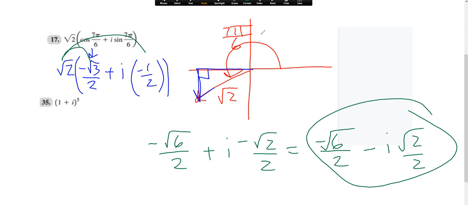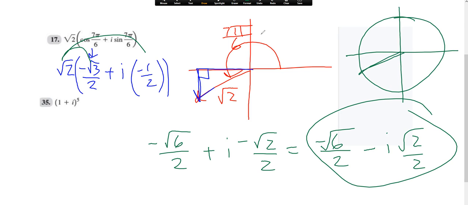Yes, it was that simple, folks. It is just as easy as taking the cosine of 7 pi over 6, which we should remember from our unit circle days, right? 7 pi over 6. It's got to be the one closest to the outside edge and halfway between 0 and the bottom.